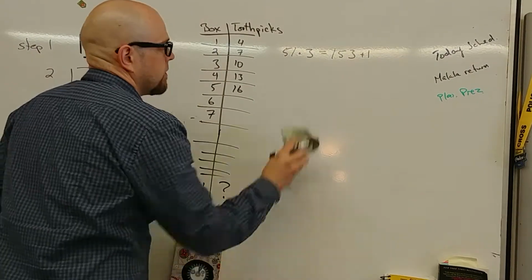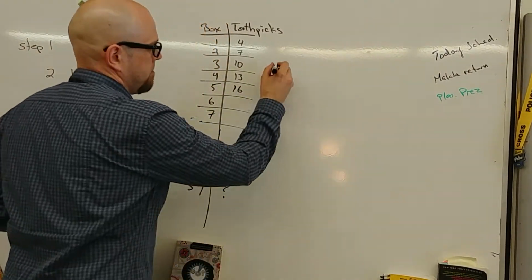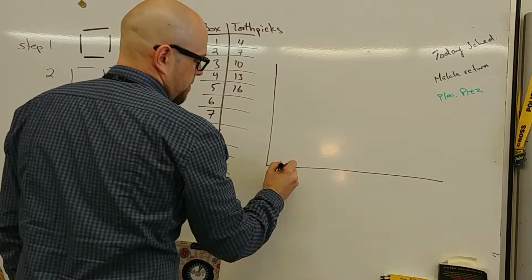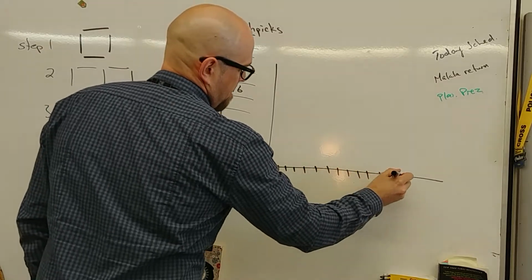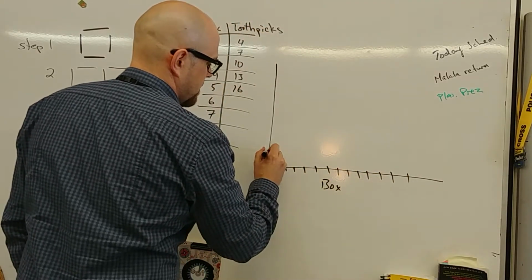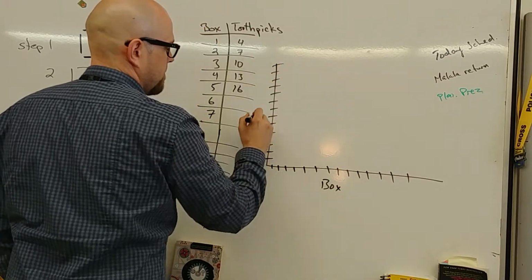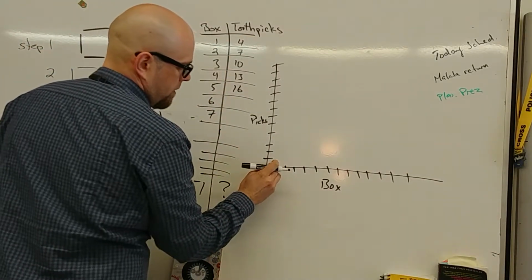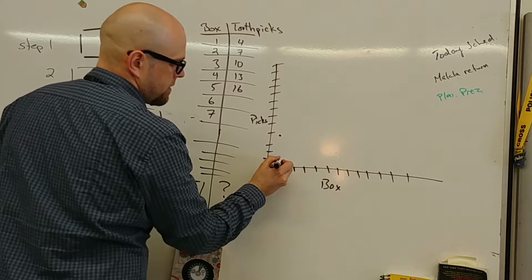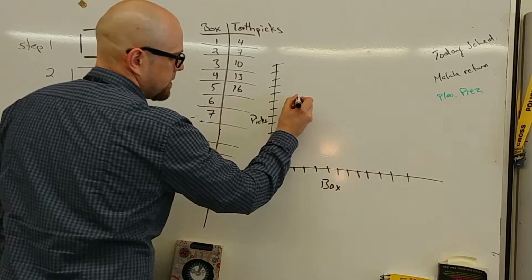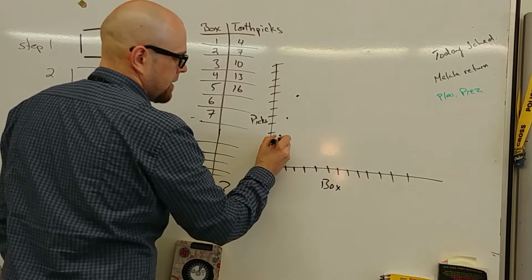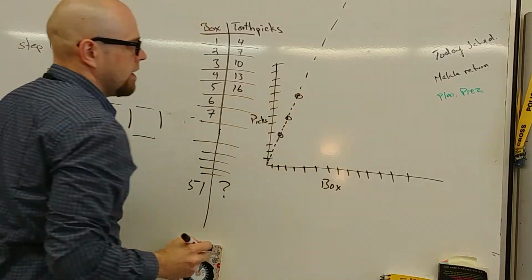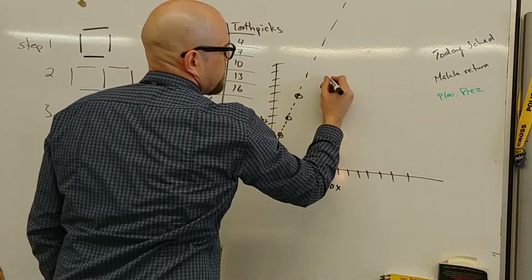Well, once kids could do this, I would say, okay, well, can you graph that data? And for graphing the data, we would have it like this, where we would have a number of boxes versus number of picks. And so the kid would say, when there's 1 box, there's 4 toothpicks. So 1, 4. When there's 2 boxes, there's 7 toothpicks. When there's 3 boxes, there's 10 toothpicks. And then the kid can see that it's going up like this. And here's their 3 data points. And they can start to extrapolate the data.